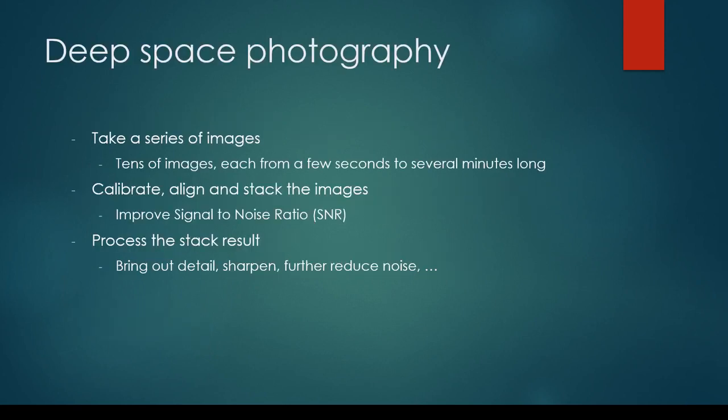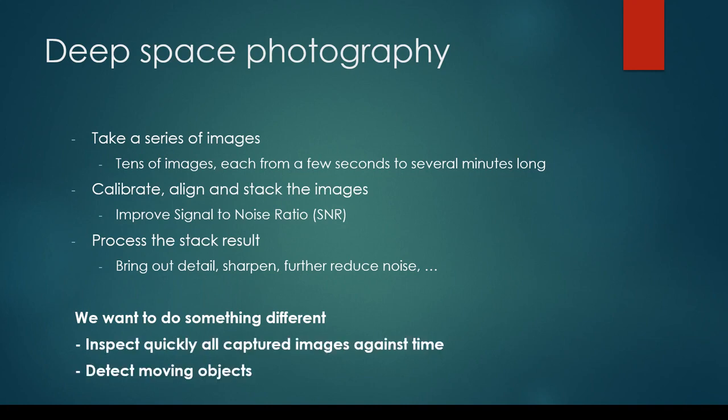Normally for deep space photography you take a series of images, 10, 20, 30, 100, could also be varying in the exposure time. And then in principle, what you do is you calibrate, try to remove all the noise, align and stack them, and then process the final picture to bring out all the detail and have a great astrophotography. I mean, now we are not interested in that. We want to do something different.